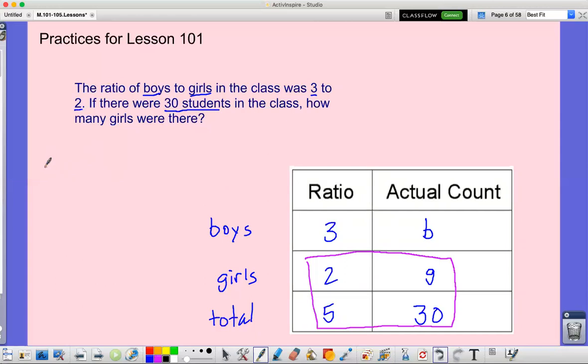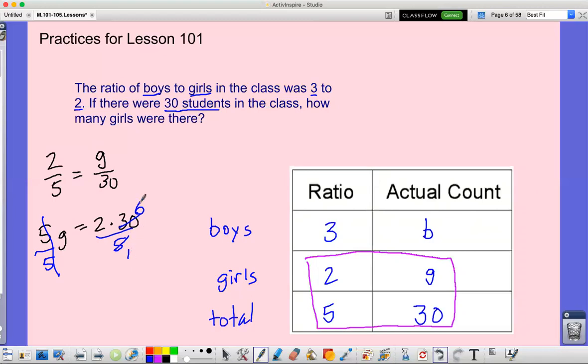In this case, it would be 2 is to 5 is the same as G is to 30. And then I'm going to cross multiply. I end up with 5G equals 2 times 30. Now, if I divide by 5 on this side, I have to divide by 5 over here. That cancels this out. This turns into 6 because I know what 30 divided by 5 is: 6. 5 divided by 5 is 1. So now all I'm left with is 2 times 6 for the G. So that means that's the number of girls. It's 12 girls.